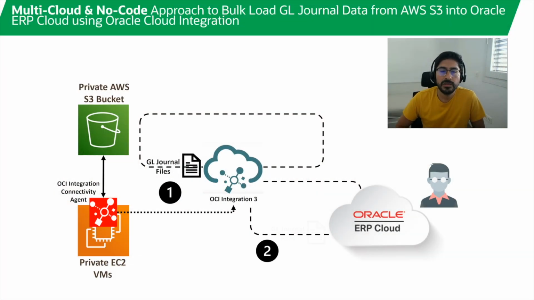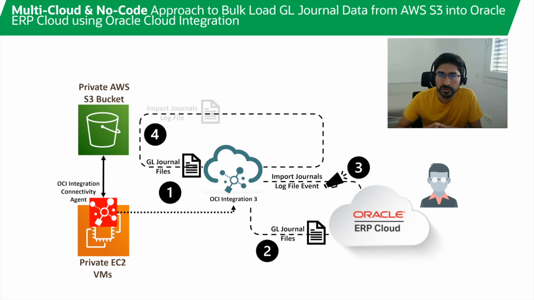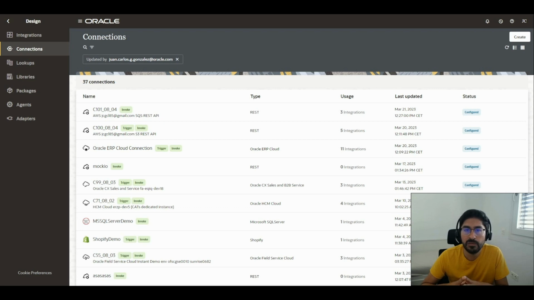Hello everyone. I'm going to show you how to enable an automation to import journal data coming from an AWS S3 bucket into Oracle Fusion ERP Cloud using Oracle Integration Cloud, how to receive the result of the import job using an event-driven approach, and how we can load the import job log file into an Amazon S3 bucket.